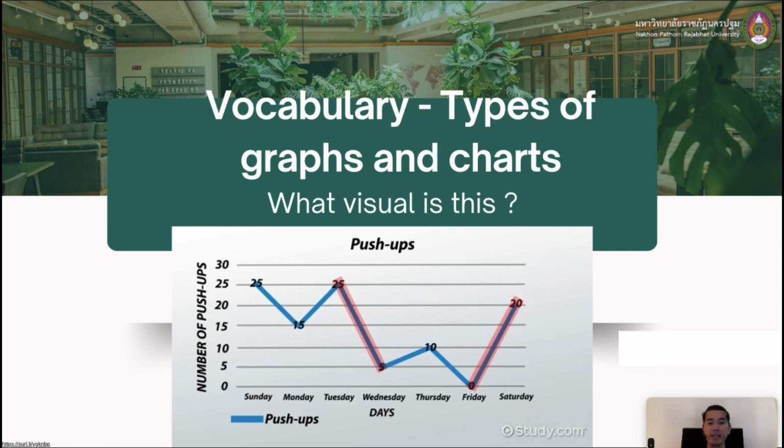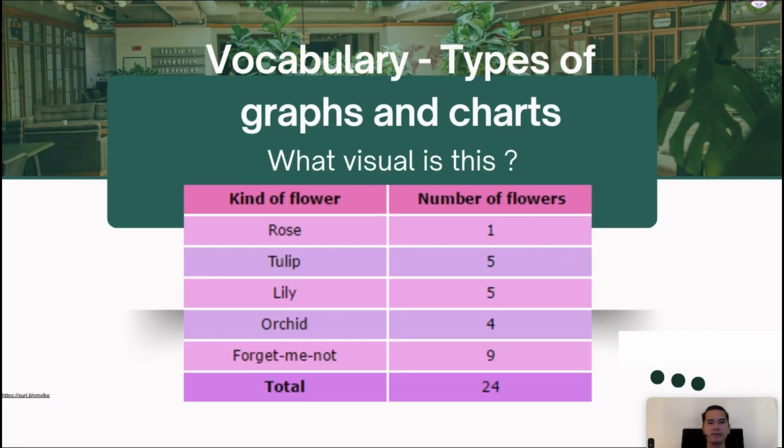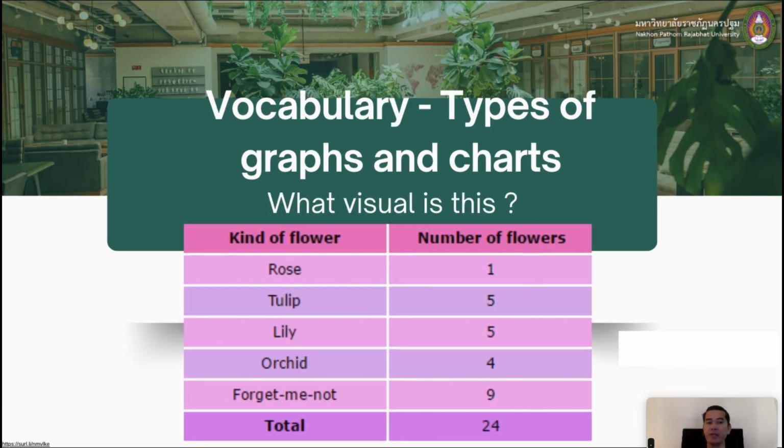Okay, this kind of graph is called the line graph. Next, you can see this one is very obvious, using rows and then columns. This is the table. That is correct.